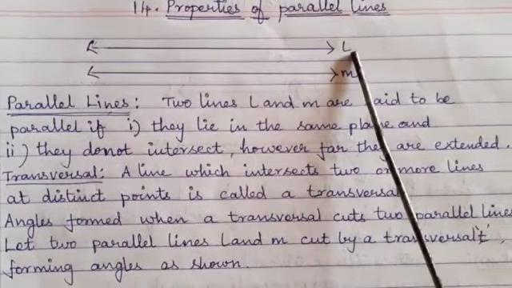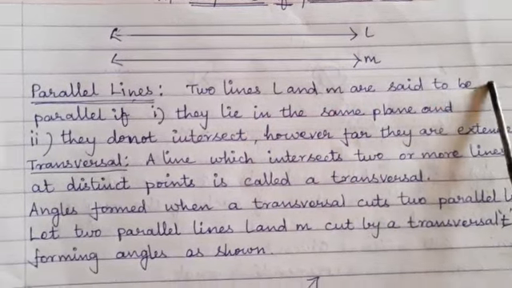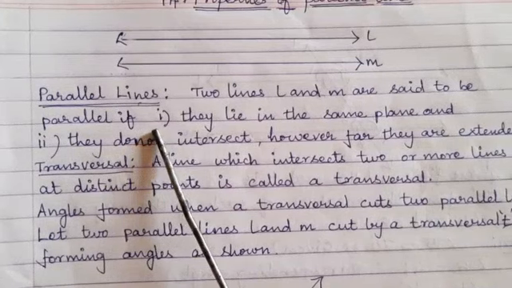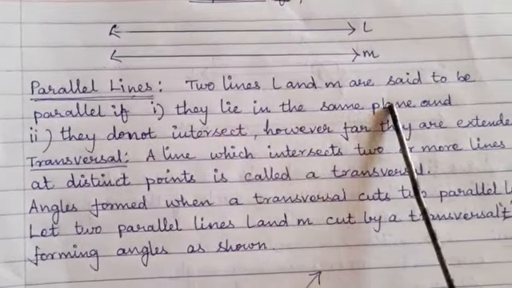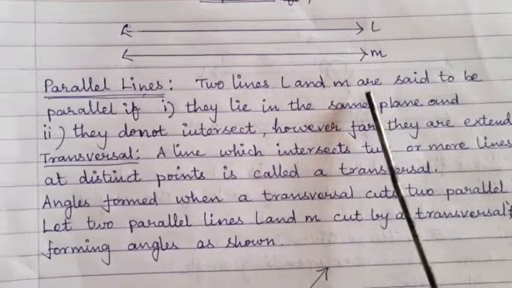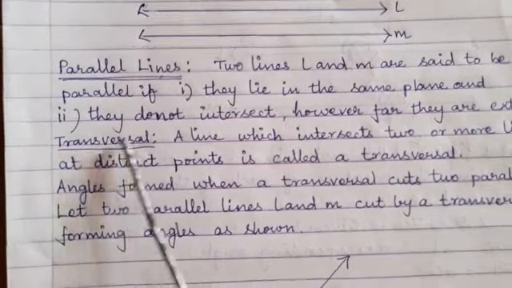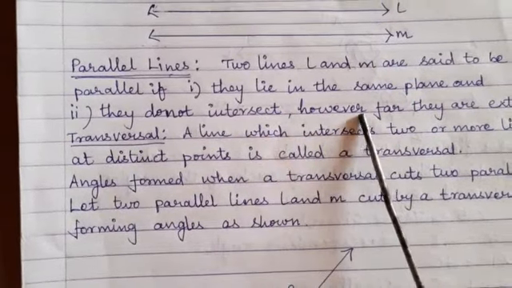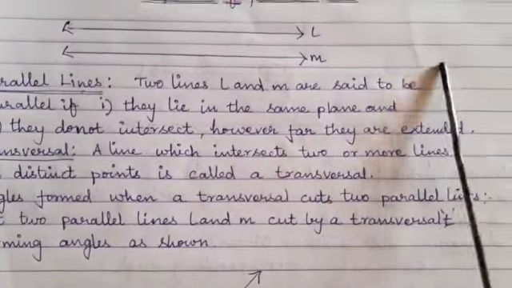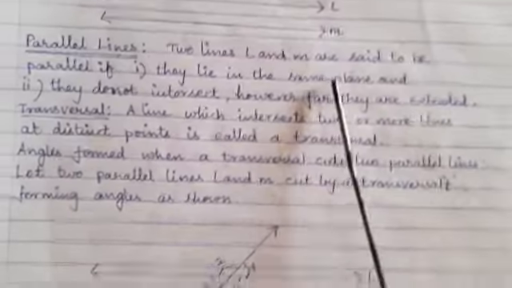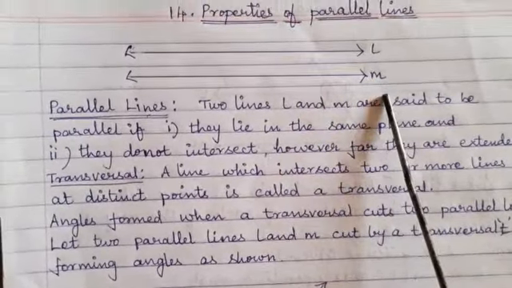Two lines, see here, L and M. Two lines L and M are said to be parallel if there are two conditions. Number one, they lie in the same plane, that is, in the same plane, there is no boundary at all. And second, they do not intersect however far they are extended. Suppose you are extending on both sides, they should not intersect. On these two conditions, we call two lines parallel lines.